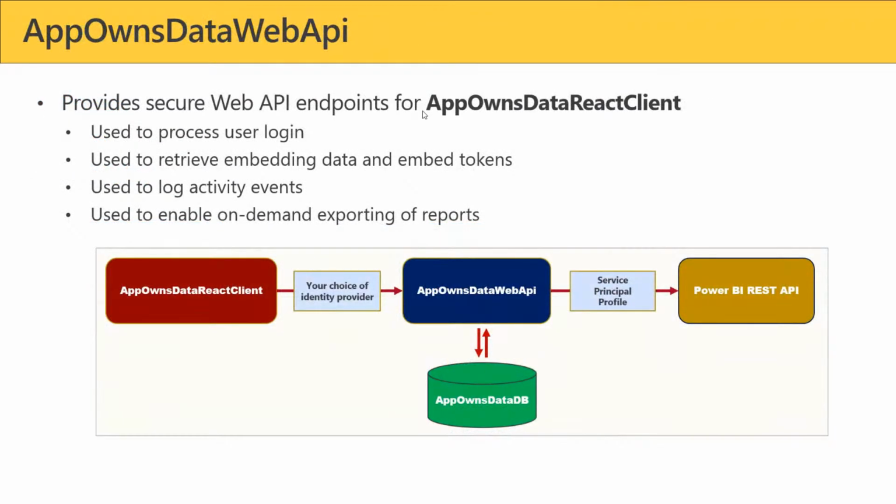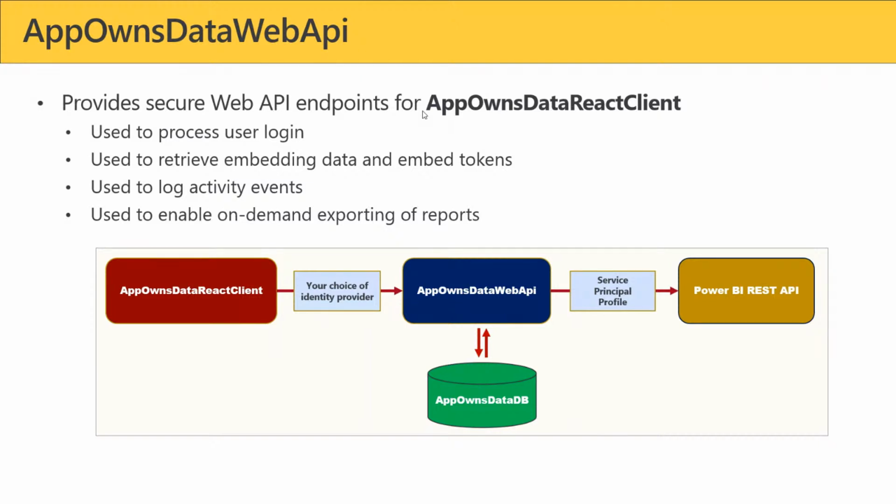Now, we have the App Owns Data React client. I keep talking about how we're going to get to that, and now here's when we're going to start. So it makes calls to the App Owns Data web API. And what's important about the App Owns Data architecture is you can use any identity provider that you want. Any implementation, you have to pick one. You can't stay fluffy and say, hey, I still want to choose.